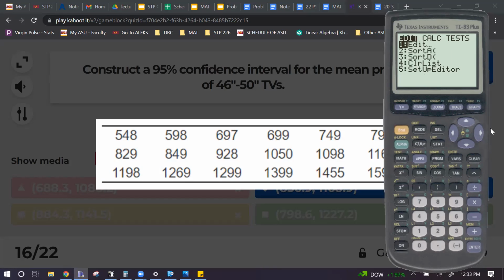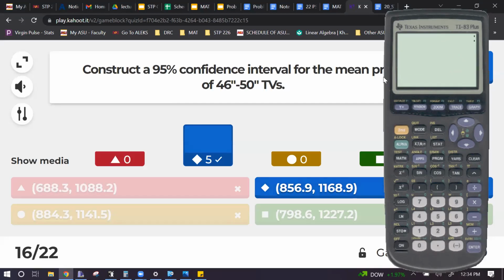So if you're doing this on the test and you're like, oh my gosh, I got this answer and it's none of the multiple choice options, that's definitely the time to double check your inputs. There we go, 856.9 and 1168.9. And that would be my answer.